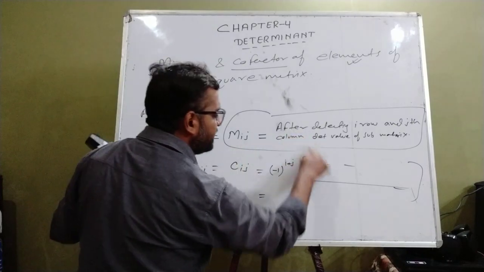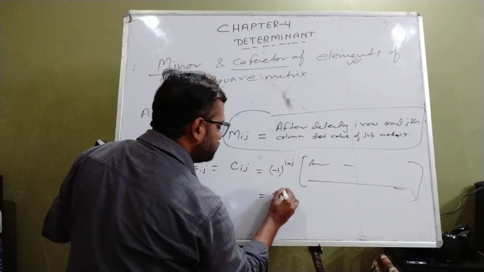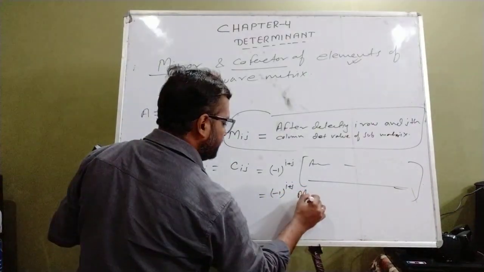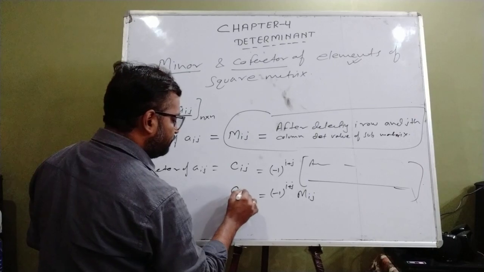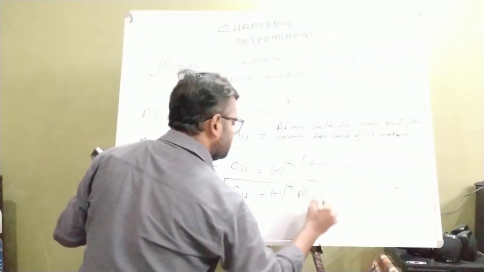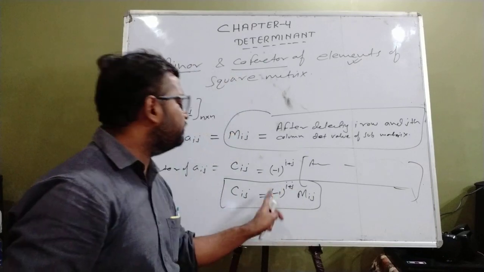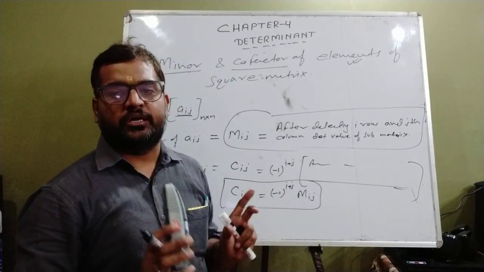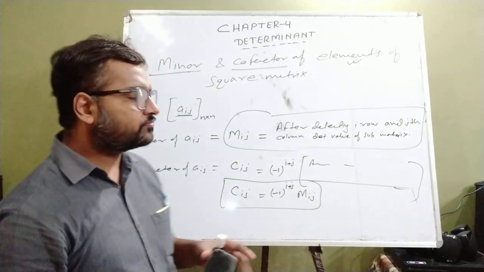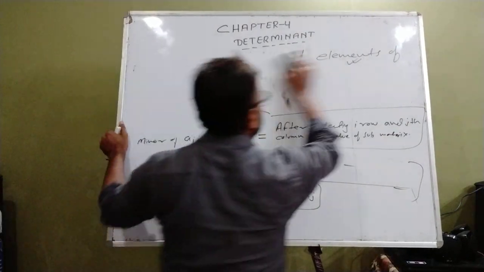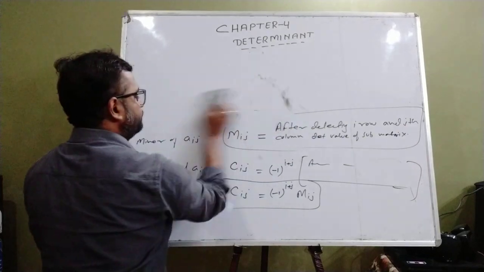It can also be written as minus 1 to the power i plus j times Mij. This is the formula for Cij. It means what is the cofactor Cij? Writing the minor along with the sign gives you the Cij. Clear? Now let us take one example, and everything will be clear to you.